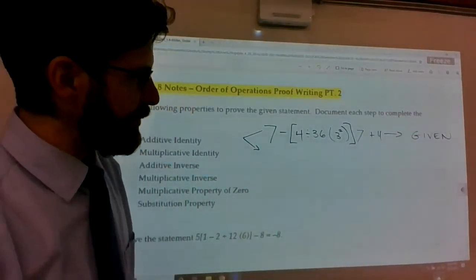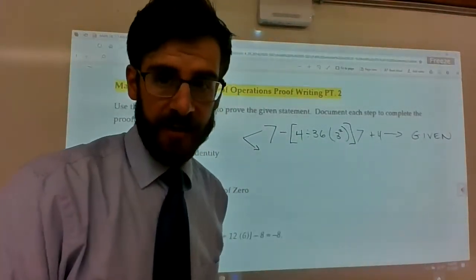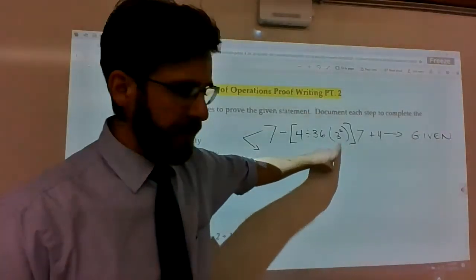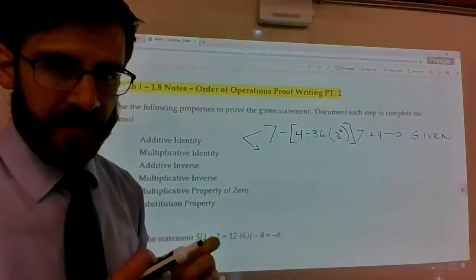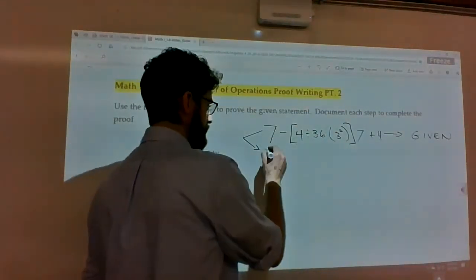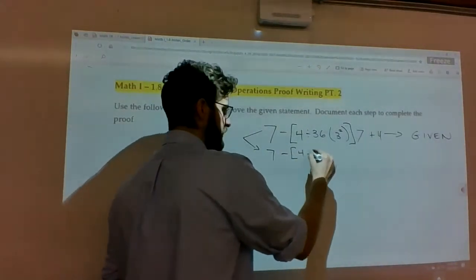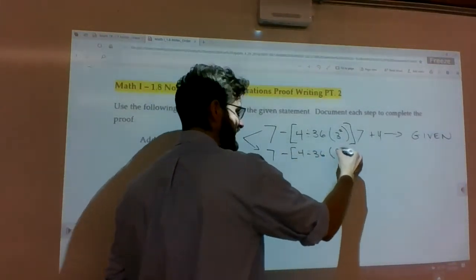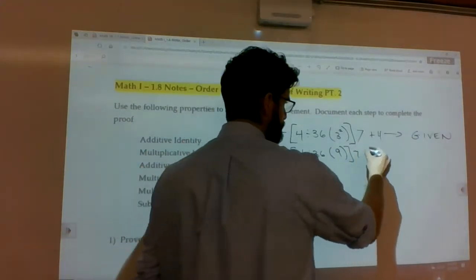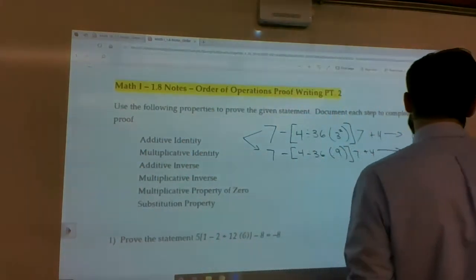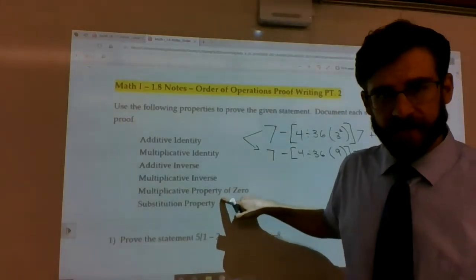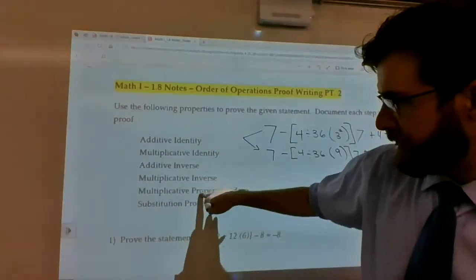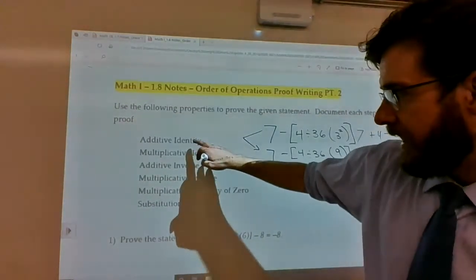So as you analyze this, the brackets are clearly telling you, go inside the brackets, do that stuff first. The 3 squared in parentheses kind of catches the eye. Exponents come certainly before anything else inside the grouping symbols, so that's what we're going to do first. So 7 minus 4 divided by 36 times 9, because 3 squared is 9. And there's our first move. Now you would describe this move as a substitution property because it's not doing any of the special things with multiplication, and it's not doing any of the special things with addition or subtraction.